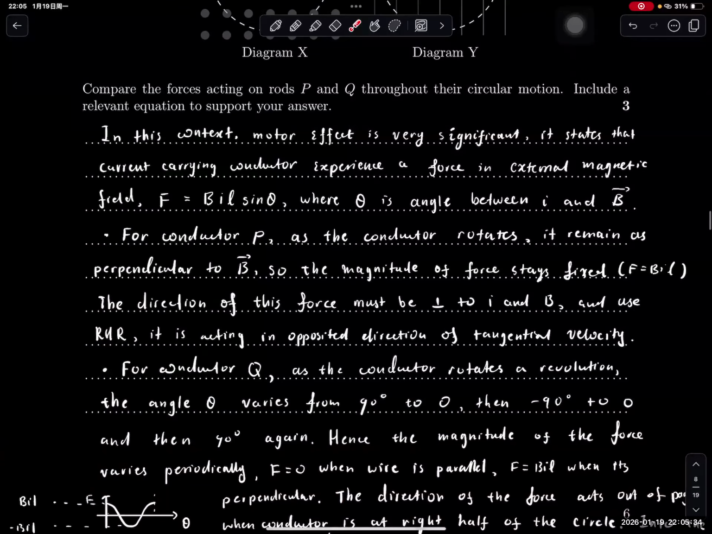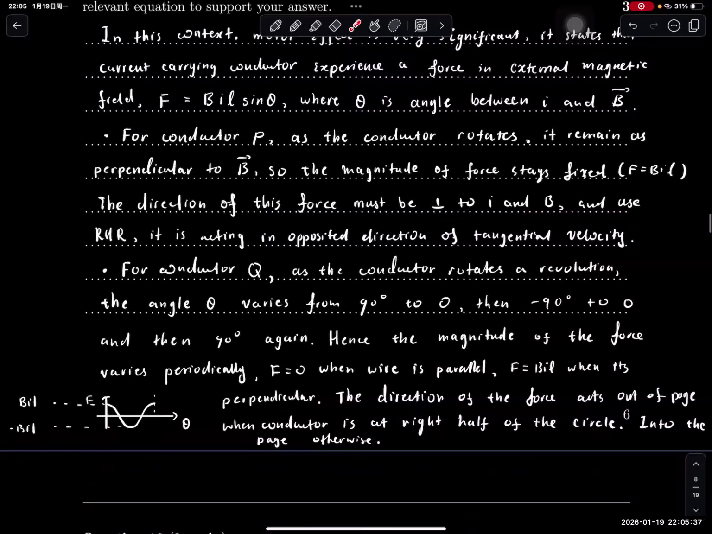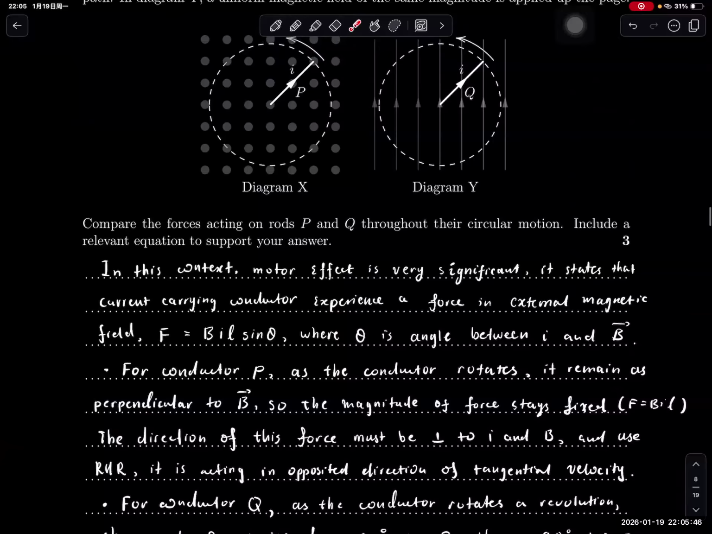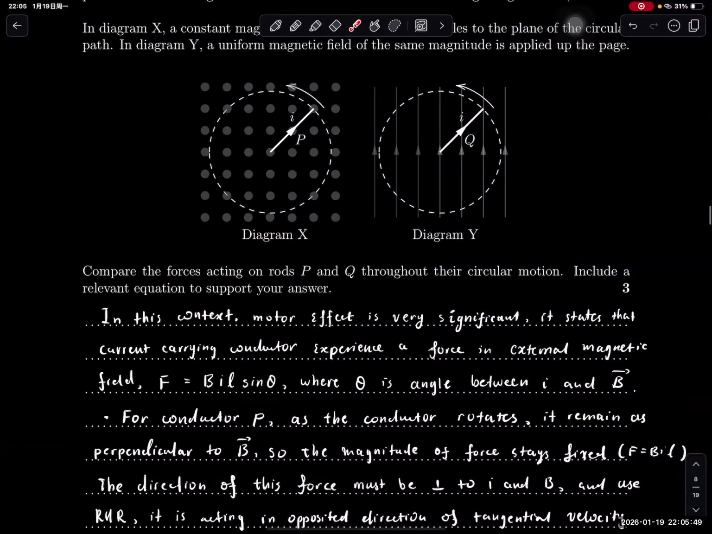So the introduction, defining the motor effect, two dot points for two different cases, and you're trying to compare them, and then say the differences in magnitude and direction in terms of the force. You could also talk about similarities. This question says compare, and people would also use similarities and differences. If it is done correctly, I think if you do similarities and differences, you could also get full marks for this question. But I just think that this way is better to answer the question. So I didn't really use similarities and differences.